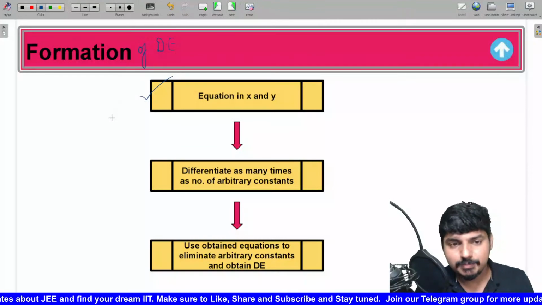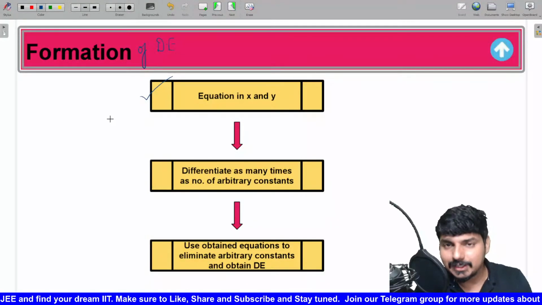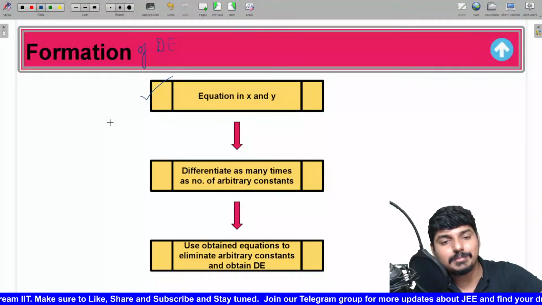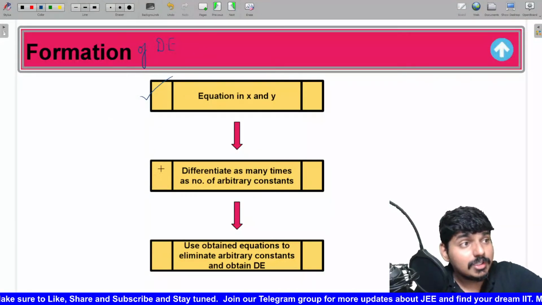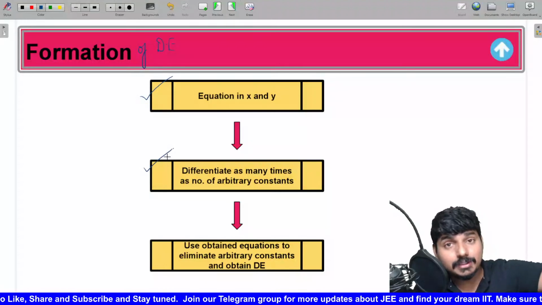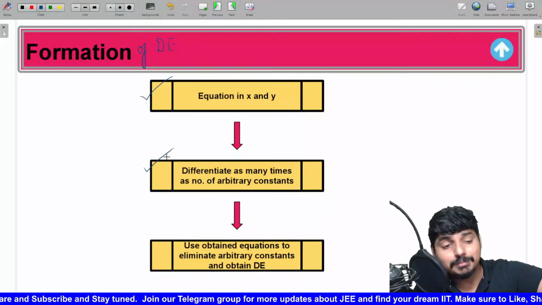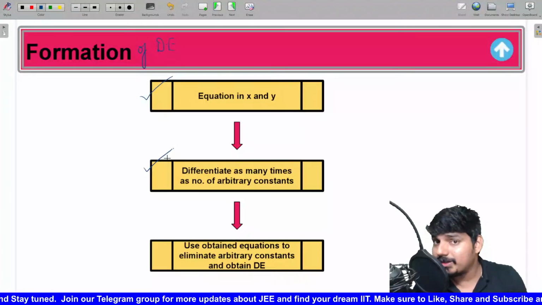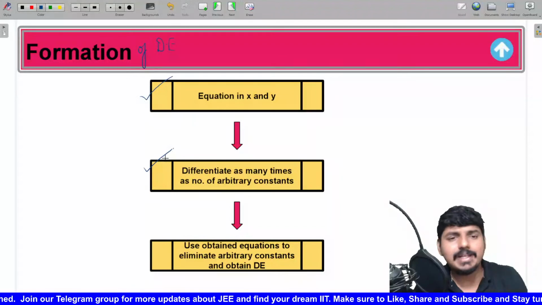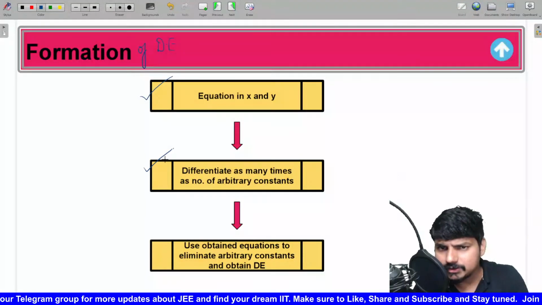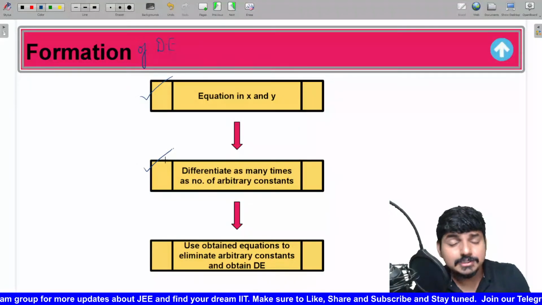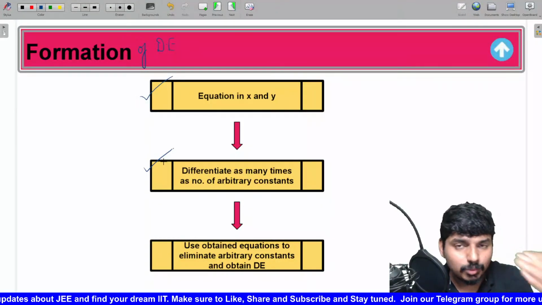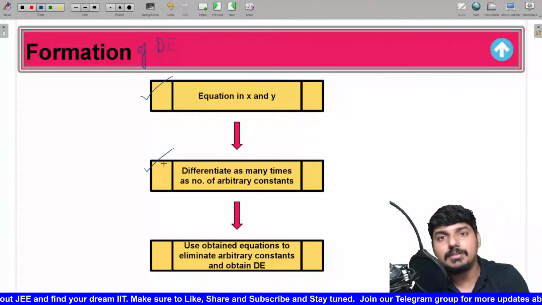The first step, write down that equation. The second step, you count how many arbitrary constants are there in that particular equation, and then you differentiate that equation that many times. So let us say you have 2 arbitrary constants in that particular equation. So what will you do there? You are going to differentiate that equation 2 times, everyone.